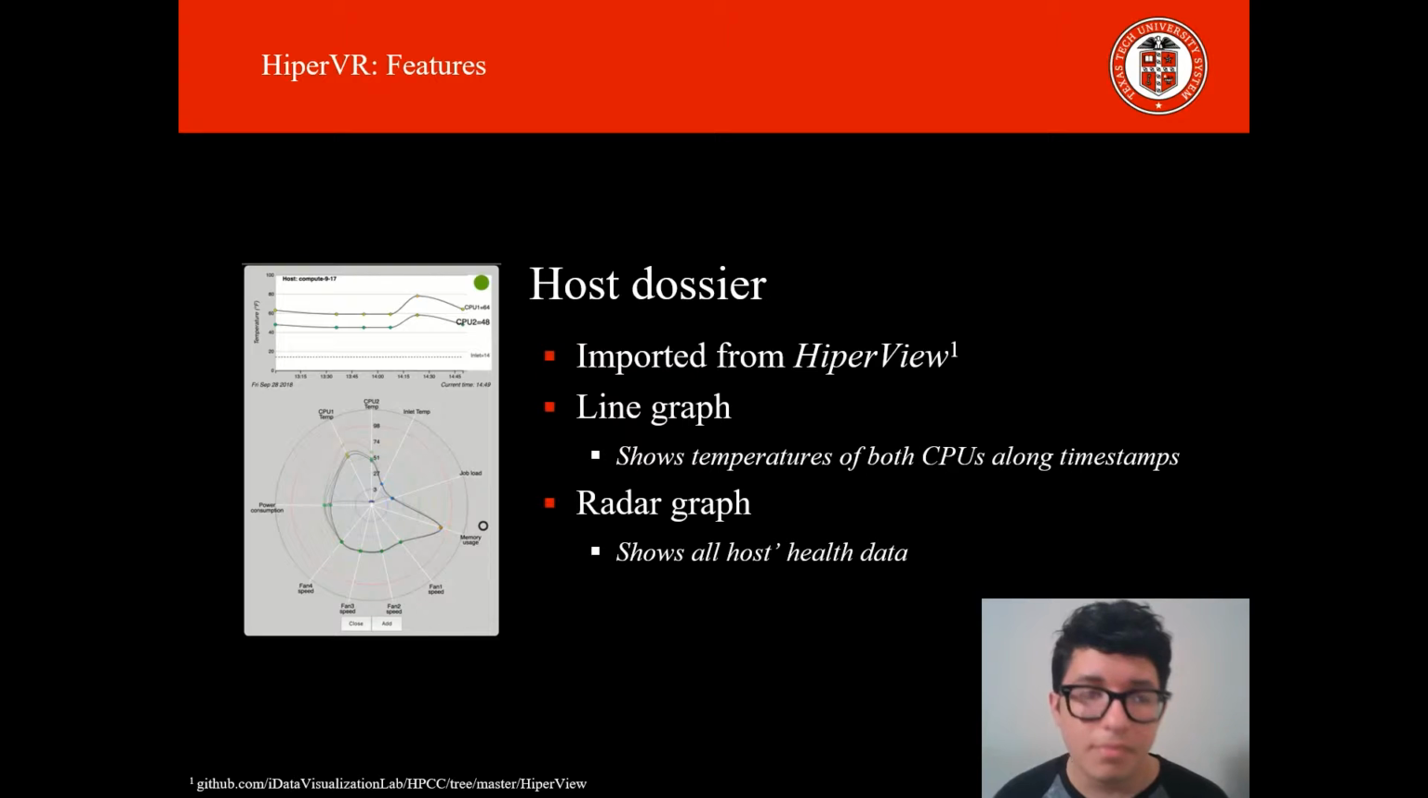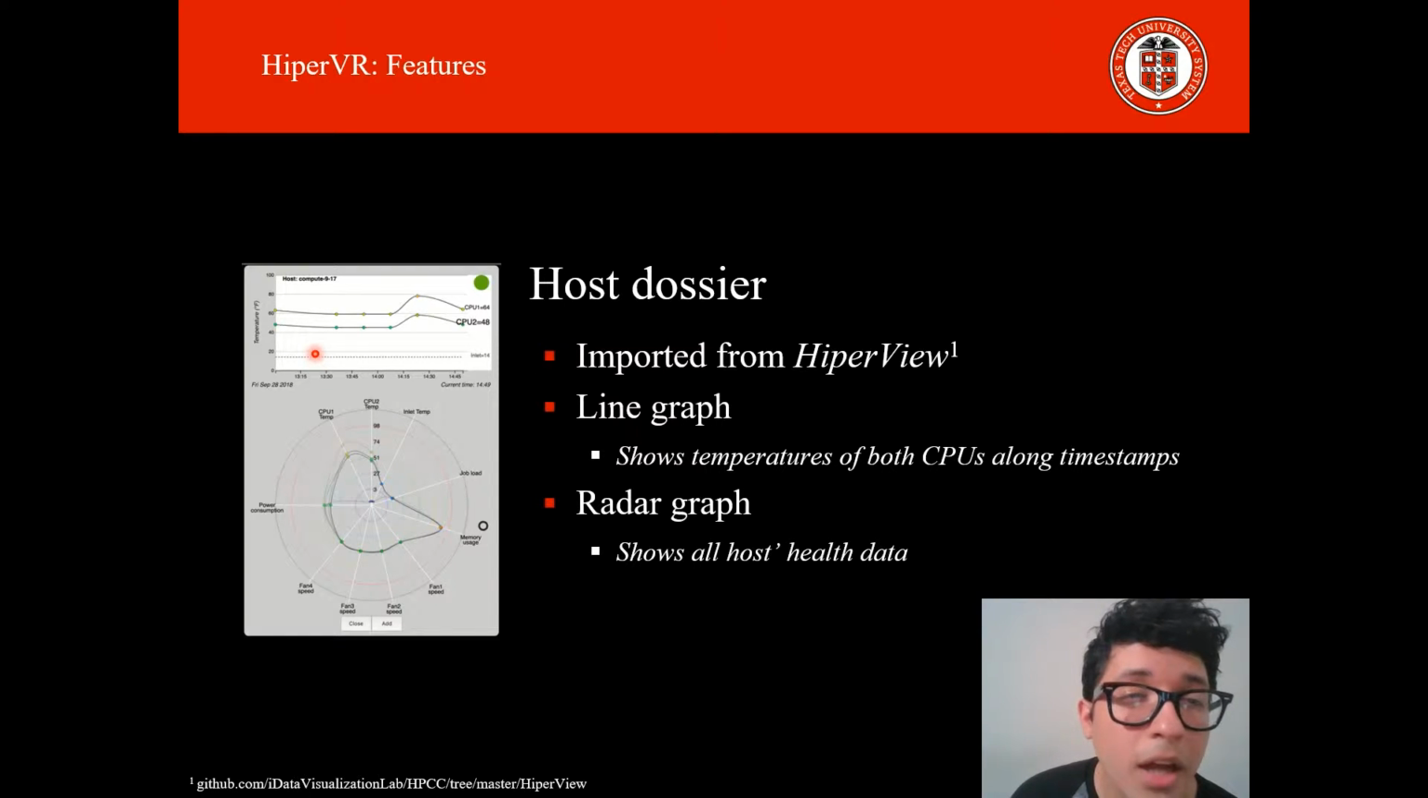On the top part, we can see a line graph that shows temperatures of both CPUs along the many timestamps. So for example, this one is host 17 in rack 9. And we can see the overall change in temperature.